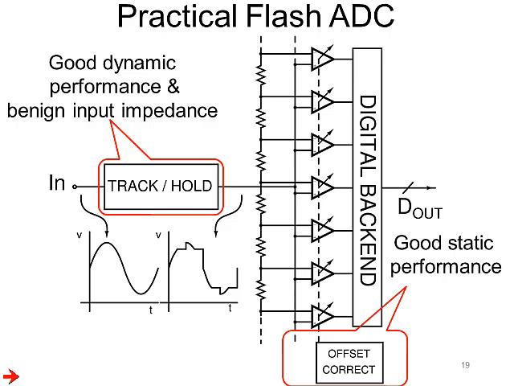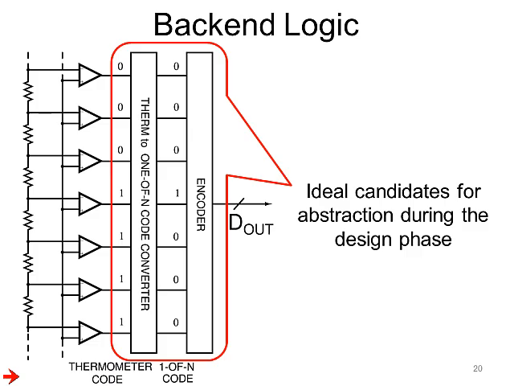Since comparators have offset, there is some offset correction circuitry that's necessary for good static and dynamic performance. The back-end logic takes the 2 to the n bus of digital codes from the comparator array and converts it into an n-bit code. During the design phase, the back-end logic, whose design is fairly straightforward, is an ideal candidate for design abstraction.